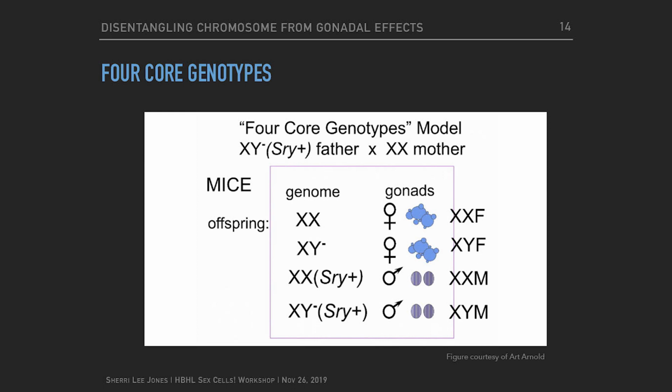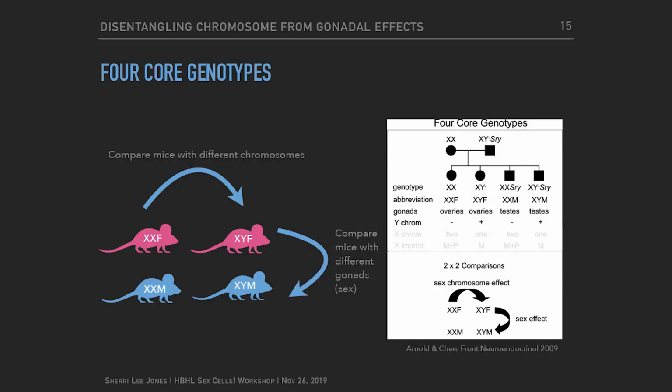Or you can have an XX with an SRY inserted on the autosome, which gives you testes. So we refer to this as an XX male. Or you can have the XY minus with the SRY inserted on the autosome, which would then give you a male, so XY male, kind of like what we would classically consider a typical male. Does that make sense? So this is where the four-core genotypes come in.